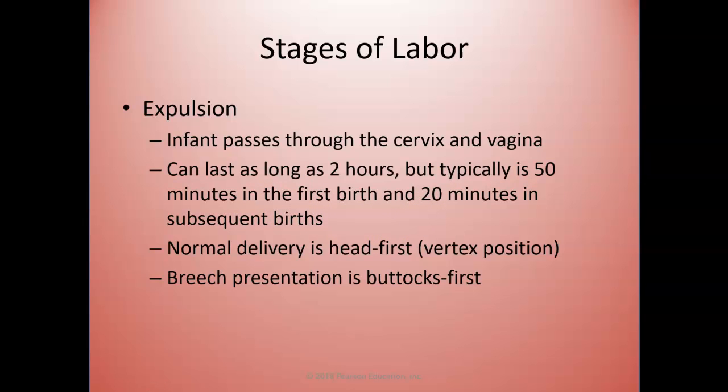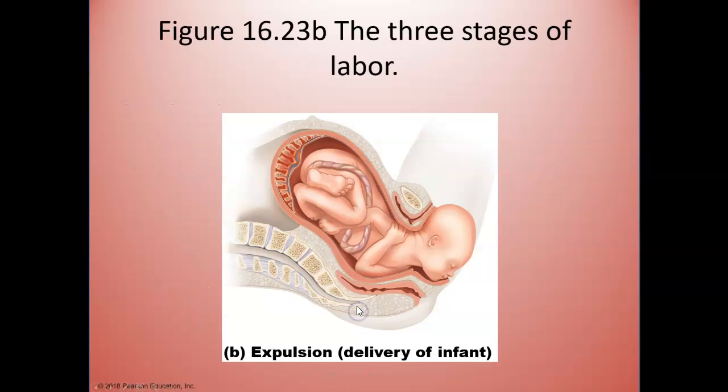Most babies normally are delivered head first. This is called the vertex position, but not always so. If they come kind of bottom first, that's called a breech presentation. And sometimes the medical technicians will have to sort of massage the abdomen of the mother to try to turn the baby around in different directions there. Here's just kind of this image showing the fetus coming out during the birth process there.